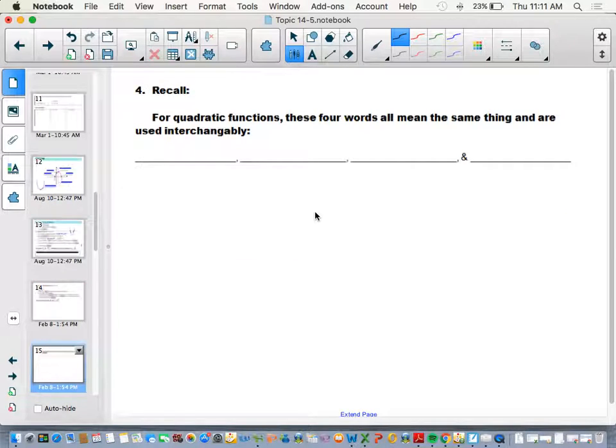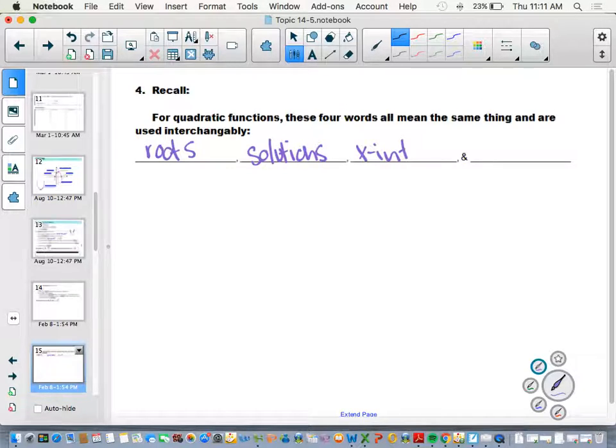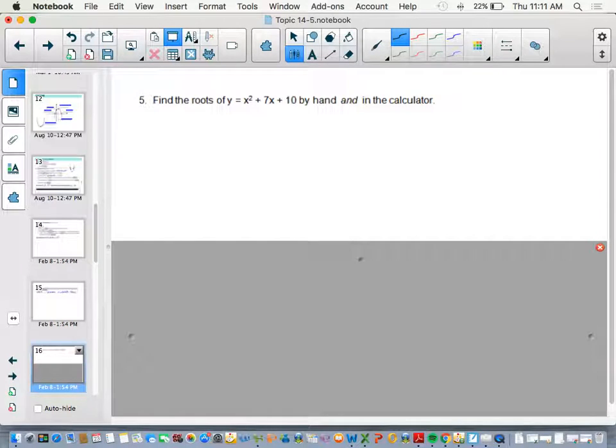Okay, so recall that we have 4 words that mean the same thing. What are they? Root, solution, x-intercept, zero. Solutions, x-intercepts, zeros. Man, you already know this. Zeros, how do I spell it? G-E-R-O-S.